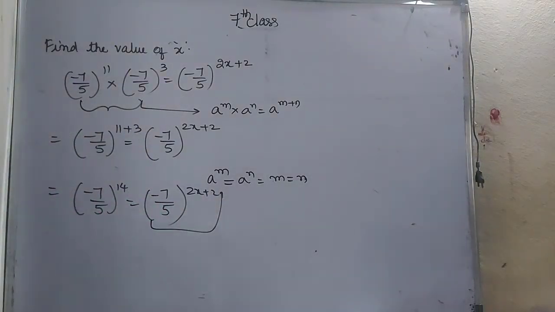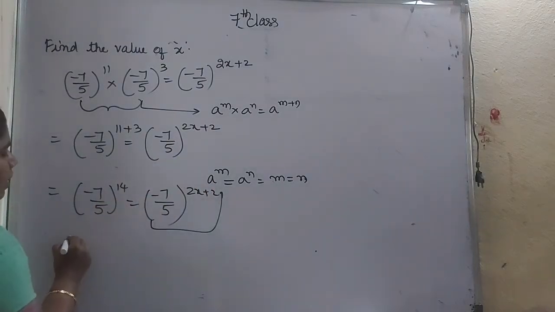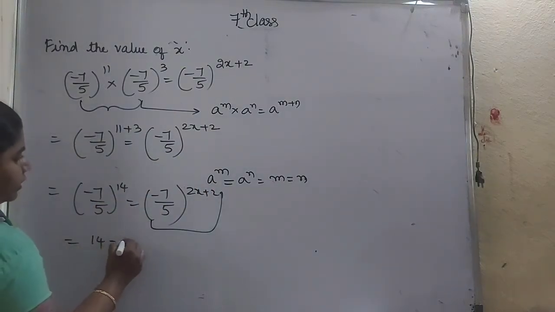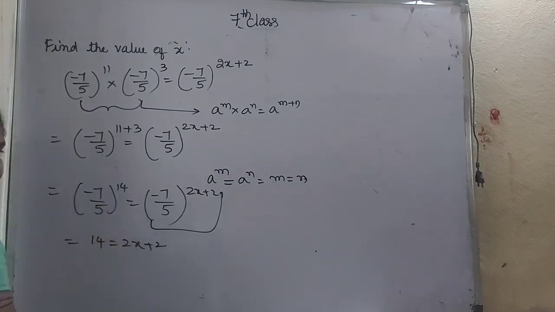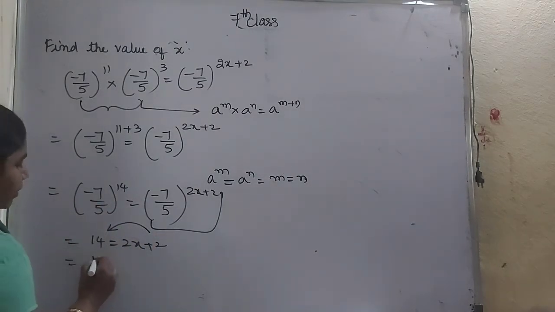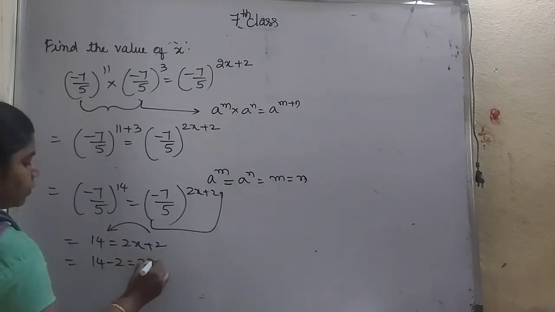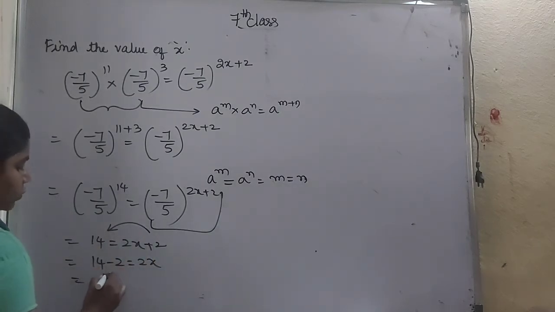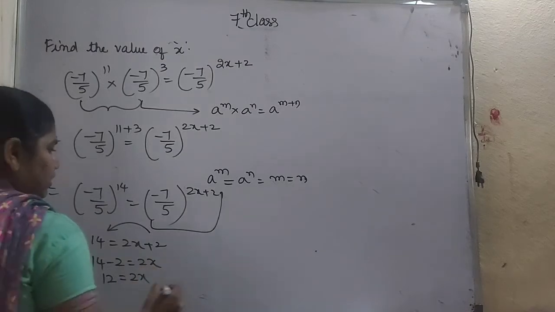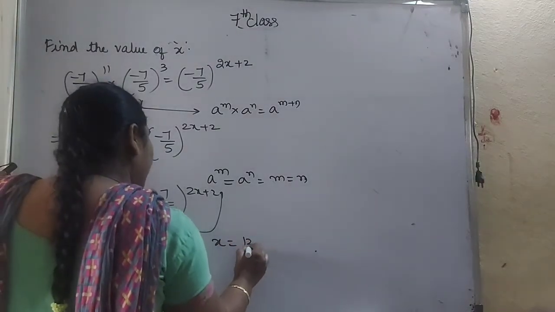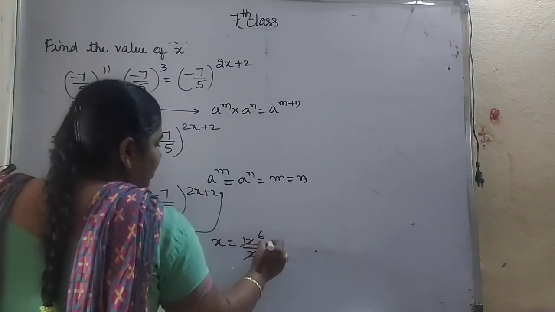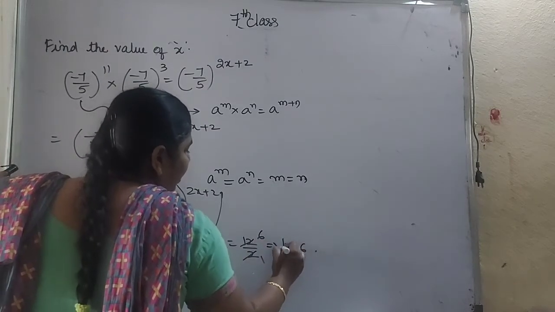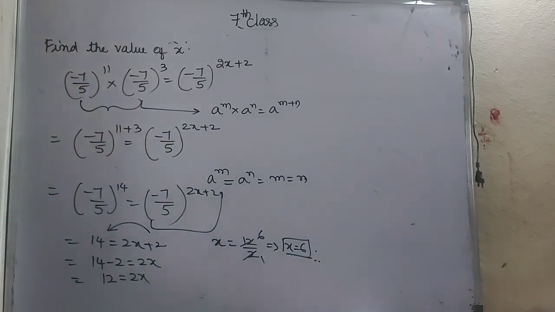Now both bases are equal, and in the middle you have the equal to sign, so we can equate the powers. So we can write 14 is equals to 2x plus 2. Transposing plus 2 to the other side, it will become minus. So 14 minus 2 is equals to 2x. 14 minus 2 is 12 is equals to 2x. So x will be equals to 12 by 2, that is 6. So what is the x value? The x value is 6. This is our another example.